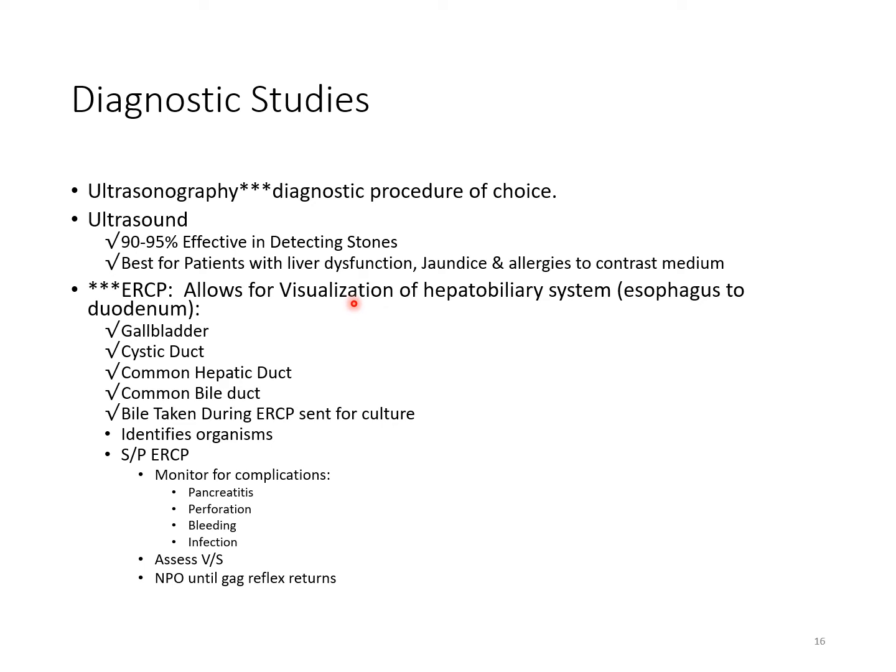And then also your ERCP, so that's another test that they can do. They're looking at your gallbladder, cystic duct, common hepatic duct, common bile duct, basically all of these different organs. Unfortunately, with the ERCP, you're monitoring for complications, and they include things like pancreatitis, perforation, bleeding, and infections. You're doing your vital signs, and the patient definitely has to be NPO until your gag reflex returns. This is much more involved than, let's say, an ultrasound, and the complications are that much more. And you're doing the usual things in terms of consent, making sure that's there.